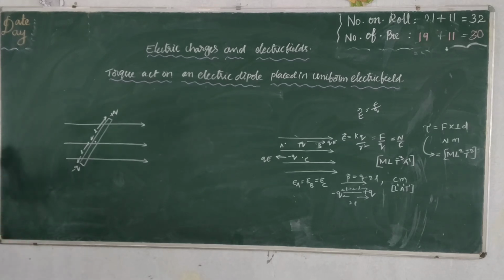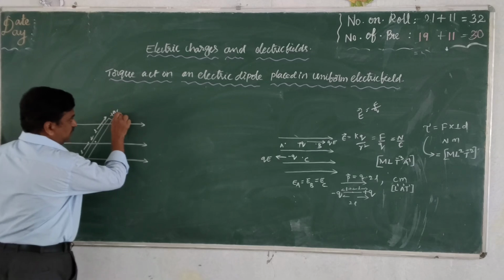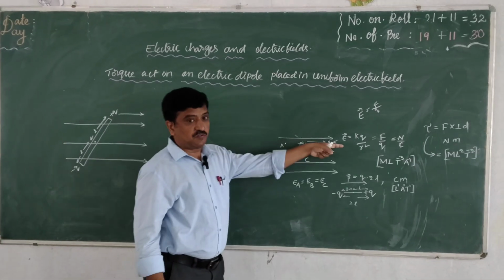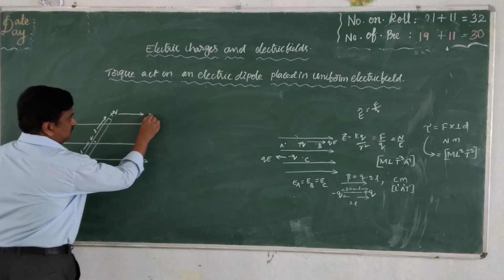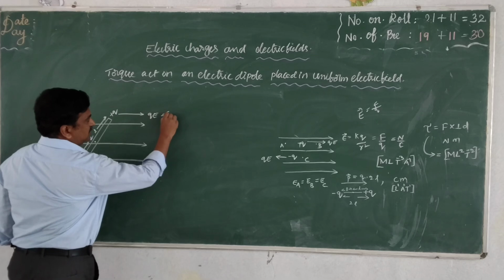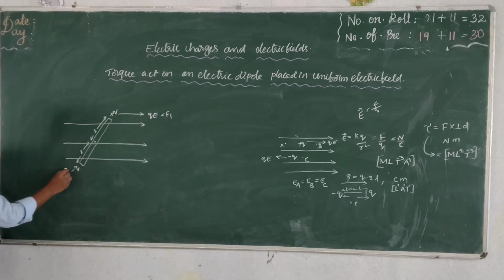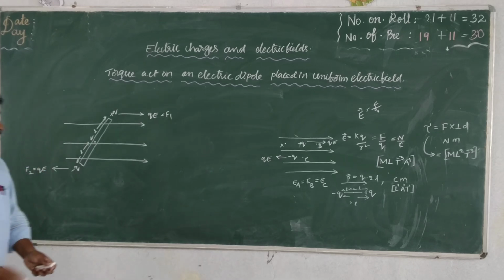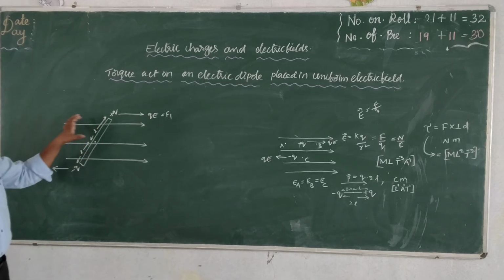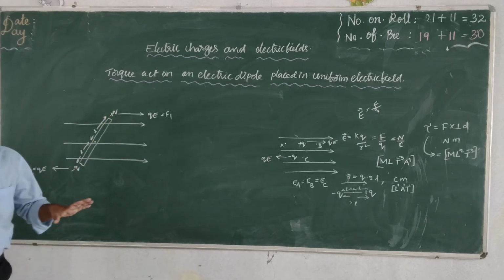What happens now? Two forces are acting. On plus Q, the force acts in the direction of the electric field. This force is QE, which we write as F1. One more force acts on minus Q, that is minus QE, which is F2. So F1 and F2 are the two forces acting on the electric dipole when it is placed in the uniform electric field.